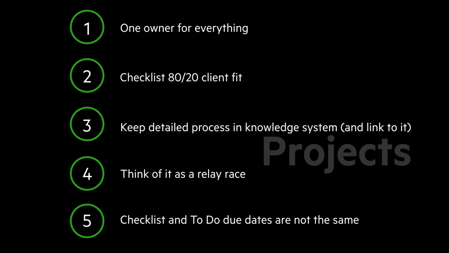Let's go to projects. So what are the top 5 things here on projects? The most critical thing, and this goes across everything, is one owner for everything. There should be one owner of the client, one owner of the project, one owner of the checklist, one owner of each checklist item, one owner of a task or a to-do.